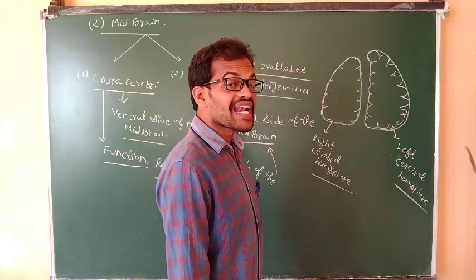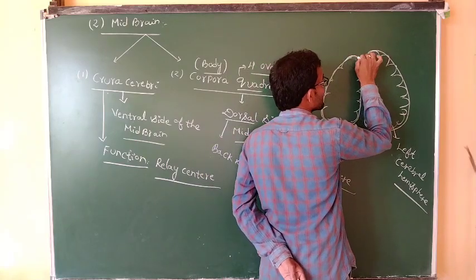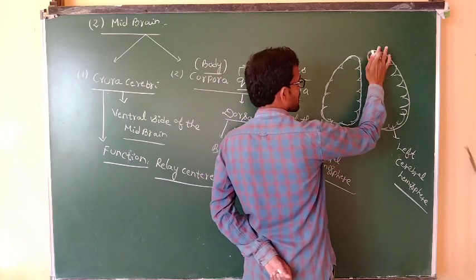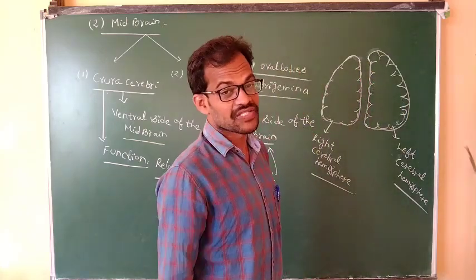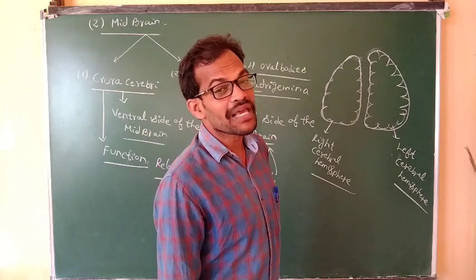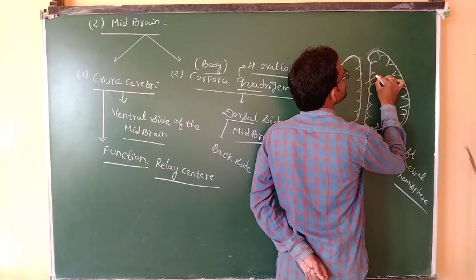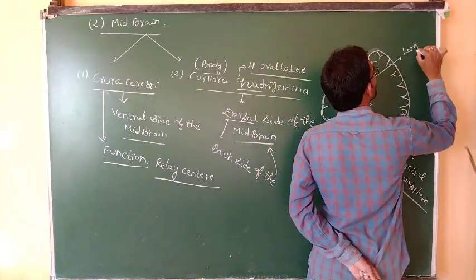If you observe the right and left cerebral hemispheres, the superior side is separated. This separation is the longitudinal fissure.